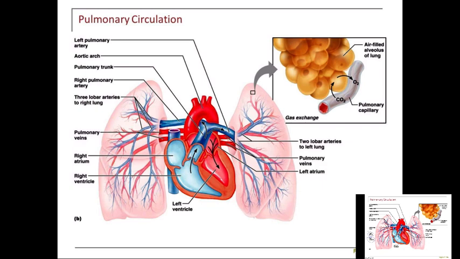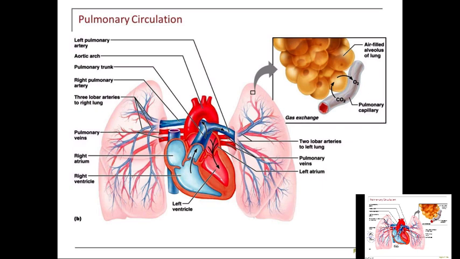The vessels, if you look at the direction going from the right atrium and blood going down to the right ventricle and then pumping up into the pulmonary trunk, into the pulmonary arteries, that's deoxygenated blood. Remember, arteries carry blood away from the heart. Veins bring blood to the heart.